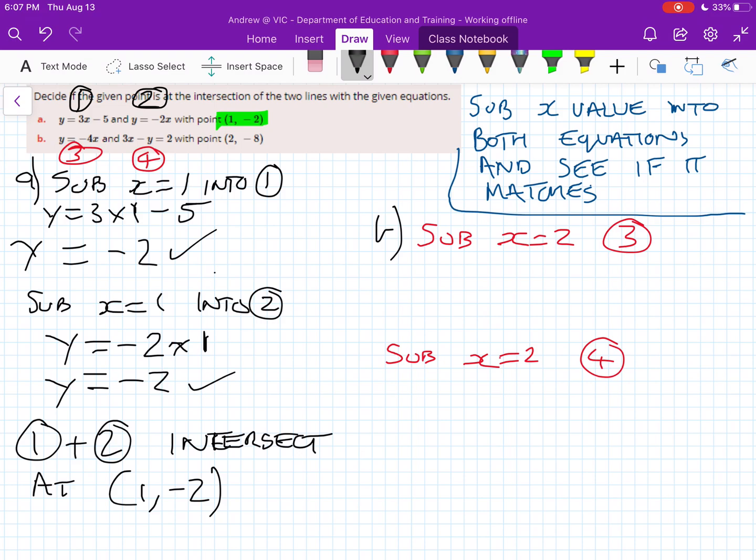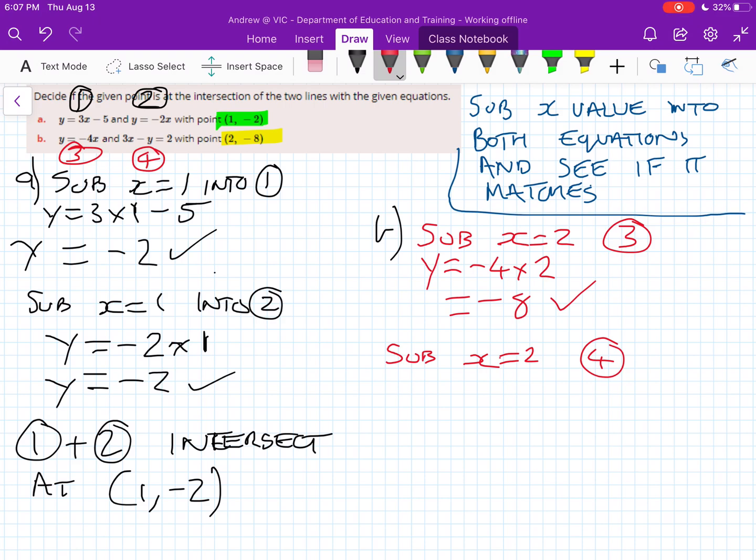Okay, so we're going to do the same thing for our second one here. But here we're looking at the point (2, -8). So instead of substituting in 1, we're going to substitute in 2 into these equations and see if it comes out with an answer of -8. So we do our first one. We've got y is equal to -4 times 2. Yet again you could probably do this by observation. It comes out as -8.